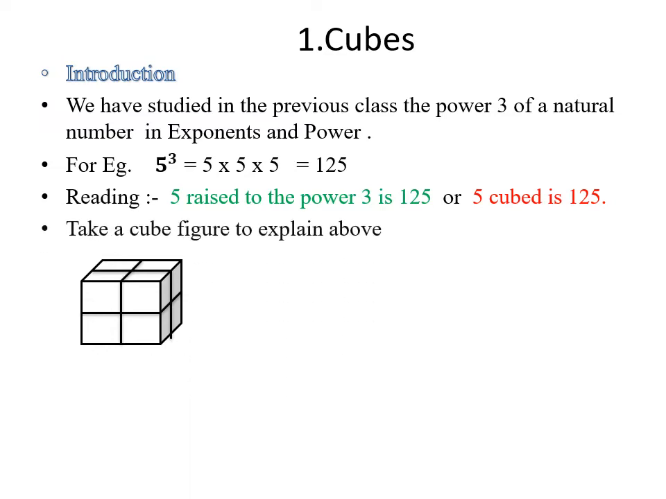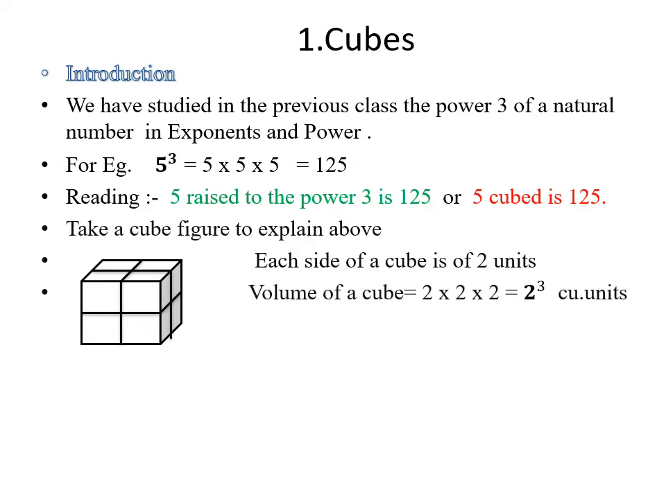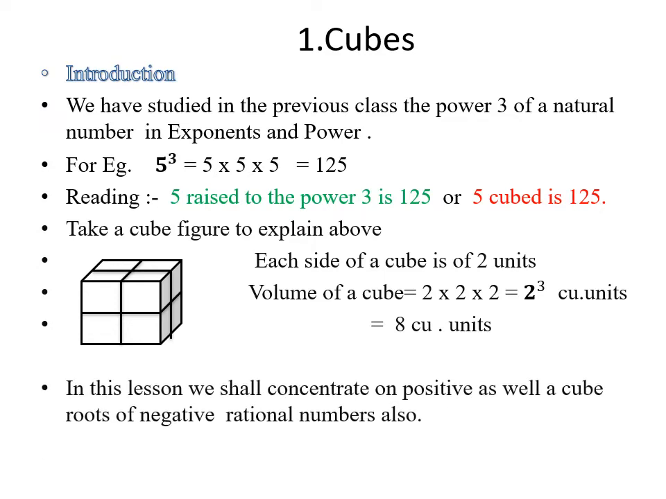Now take a cube figure to explain the above statement. Here you will see it is the cube. Each side of a cube is of 2 units. So the volume means how many cubes does it contain? If you count it from the figure, your answer will be 8. And if you find the volume of a cube, it becomes 2 into 2 into 2, that is 2 cube, that also equals 8. So this figure contains 8 cubes of 2 into 2 area.